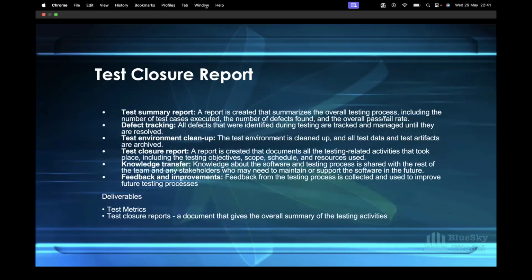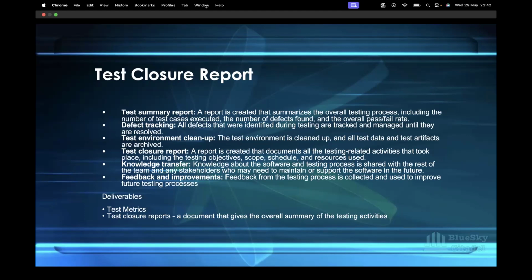Test closure report, test summary report. The report is created that summarizes the overall testing process, including the number of test cases executed and the number of defects found. That is what should be in your report, and the overall pass or fail of the tests that you've carried out. Then you should have your defect tracking on it as well, defects identified during testing that you've tracked and managed until they are resolved. Then the testing environment is cleaned up and all test data and test artifacts are archived.